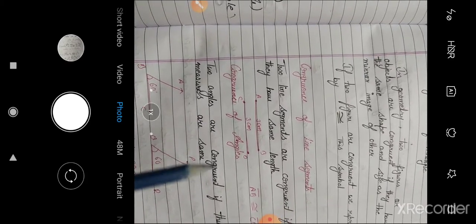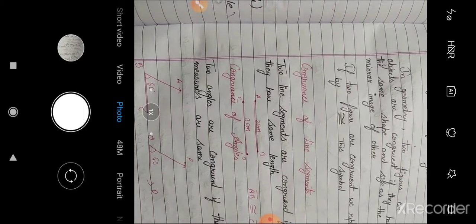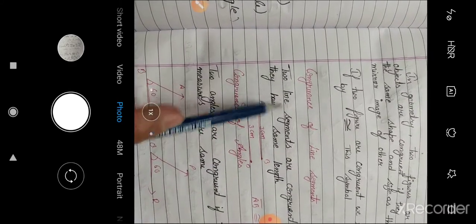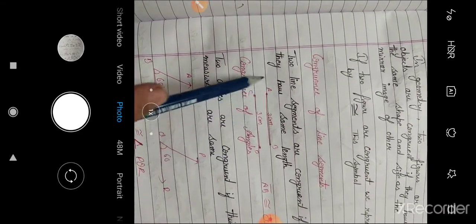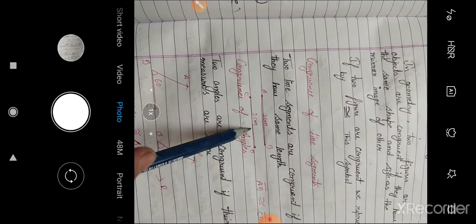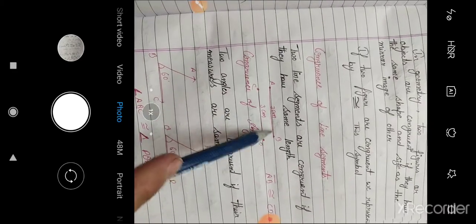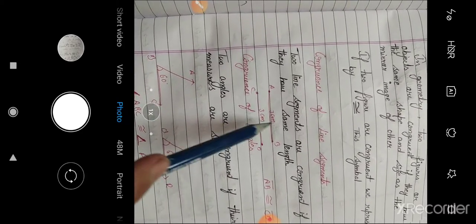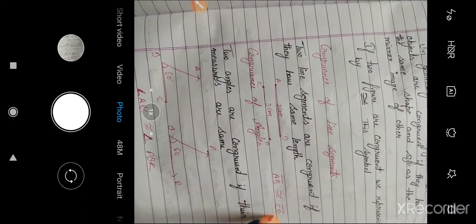Now we will discuss congruency in various geometrical figures. First one is the line segment, congruency of line segments. Two line segments are congruent if they have the same length. You can see here that line segment AB is 3 cm and line segment CD is also 3 cm. So if we place line segment AB over line segment CD, then they completely overlap each other. It means line segment AB is congruent to line segment CD.